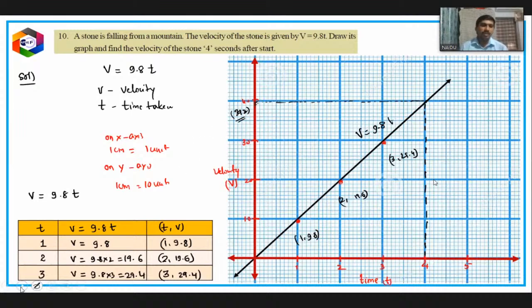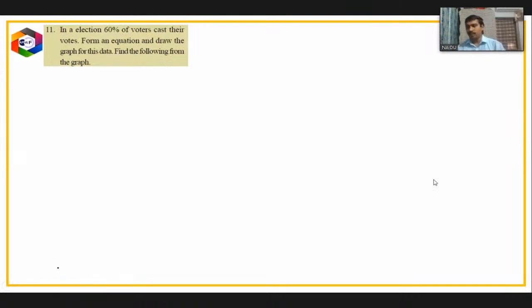So, children, we are moving to the next one. That's all. Now from here onwards, again verbal questions are given, so we have to develop that verbal question in the format of a linear equation, and then draw the graph, and from the graph calculate some values.